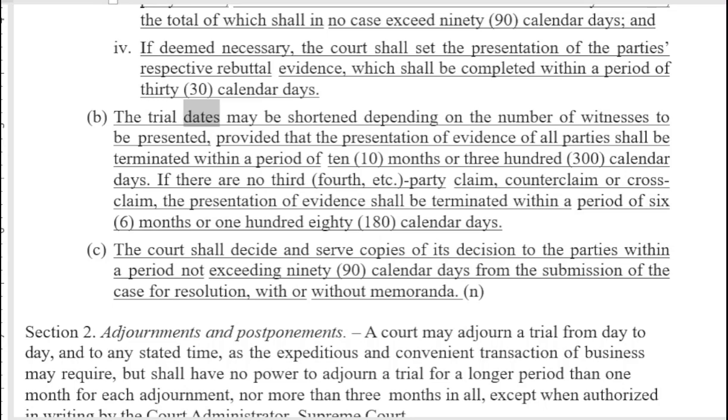The trial dates may be shortened depending on the number of witnesses to be presented, provided that the presentation of evidence of all parties shall be terminated within a period of 10 months or 300 calendar days. If there are no third, fourth, etc., party claim, counterclaim, or cross-claim, the presentation of evidence shall be terminated within a period of 6 months or 180 calendar days.